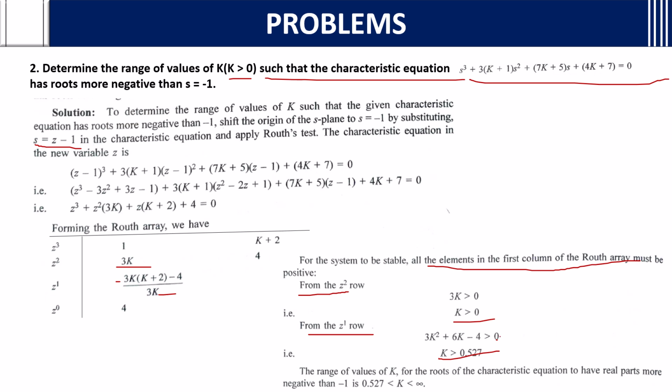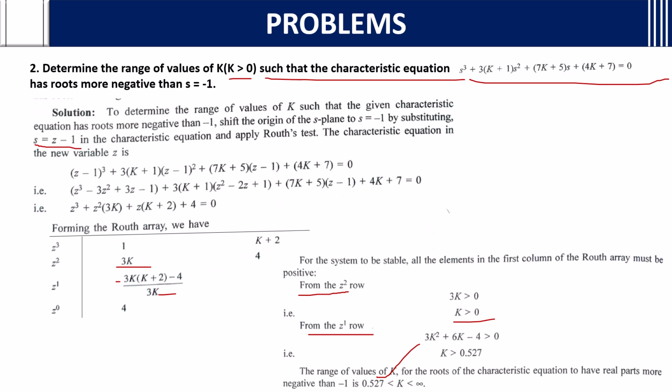0.527. You can do this using the calculator, so that you can easily get the k value, or else you can find it using the roots formula, minus b plus or minus square root of b square minus 4ac by 2a. Then you can easily get the k value. The k value is 0.527. Then from this the range is: k is greater than 0 and k is greater than 0.527, so k will be greater than 0.527 and less than infinity.